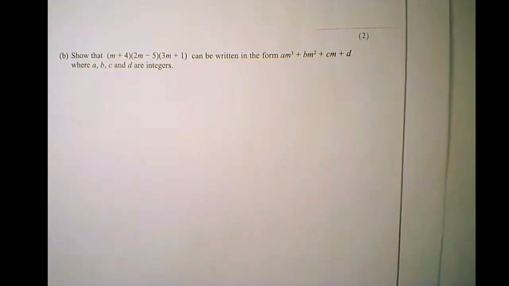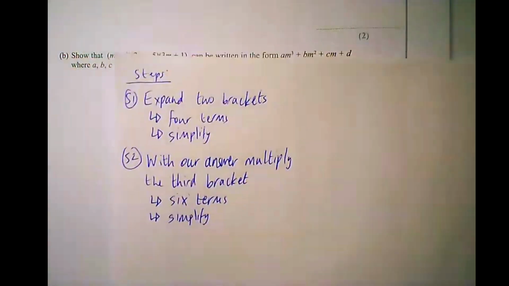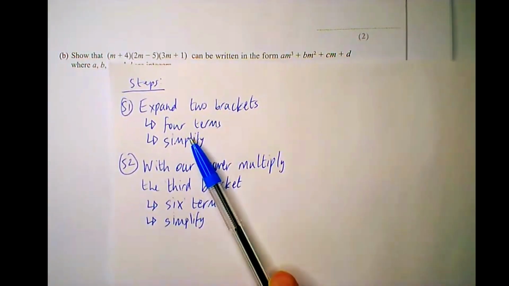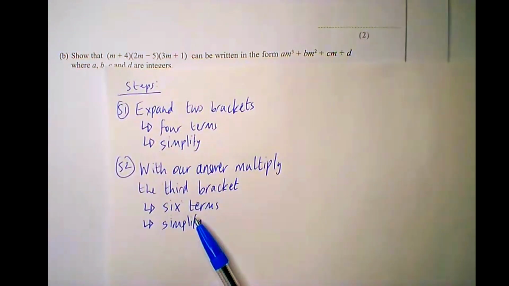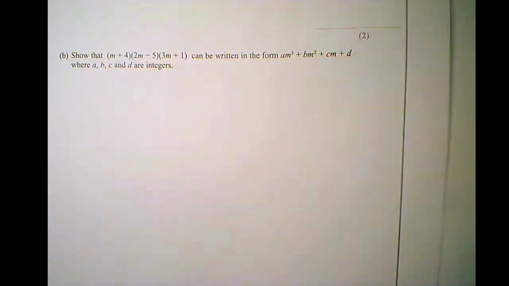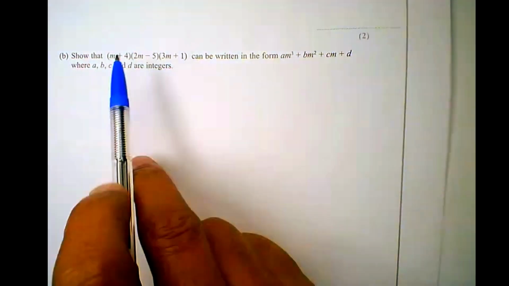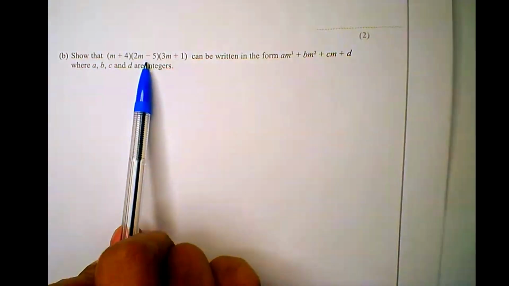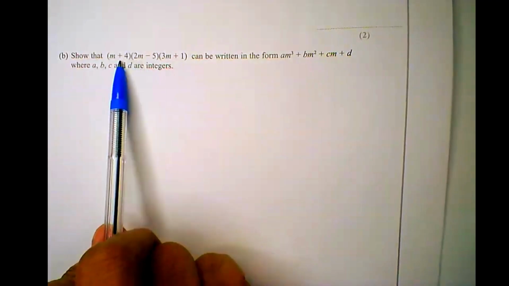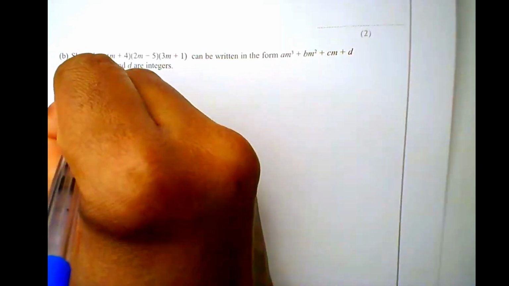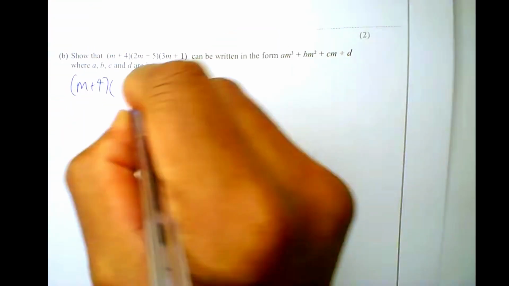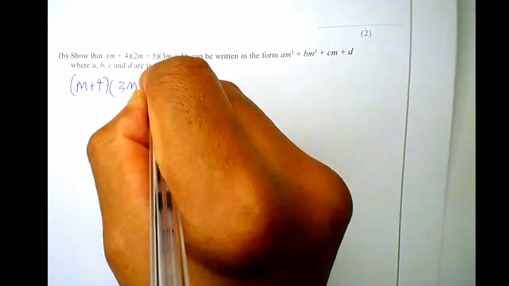All these questions are very, very similar or almost identical. So hopefully you feel very, very confident. This is our last and final question of today. And hopefully this should be ingrained in your mind. You need to expand 2 brackets, simplify with our answer, multiply the third bracket, then we simplify. All right, let's go. So I look at this. Okay, again, I don't want to deal with negatives at the beginning, so I'm going to leave that for later. So I'm going to do m plus 4 times 3m plus 1.